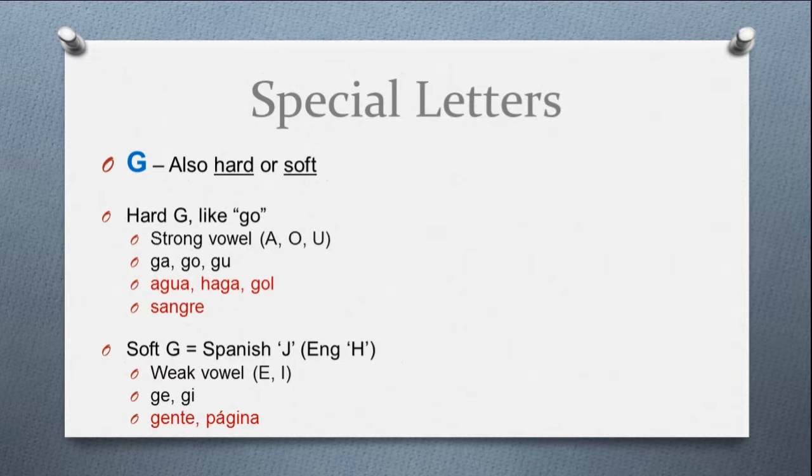But two more rules about G. If you add a U right after the G, then it can make a soft G into a hard G, but the U is silent. So ge or gi. That U doesn't make a sound, but it makes it so that G is a hard sound, as in guitarra or pague.